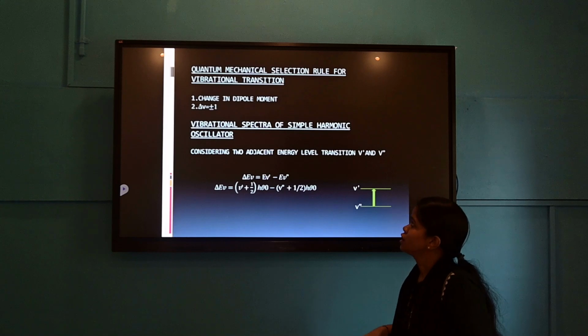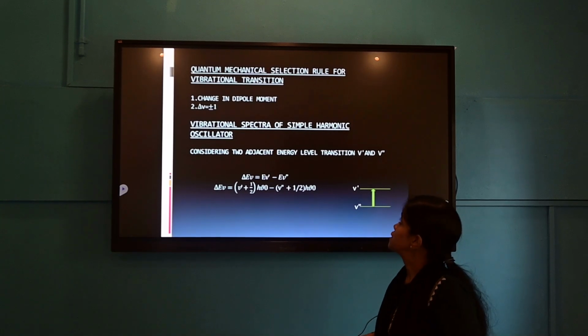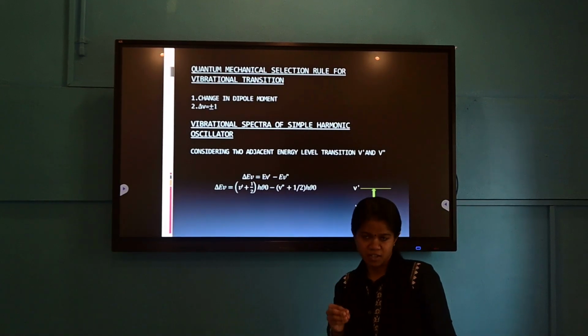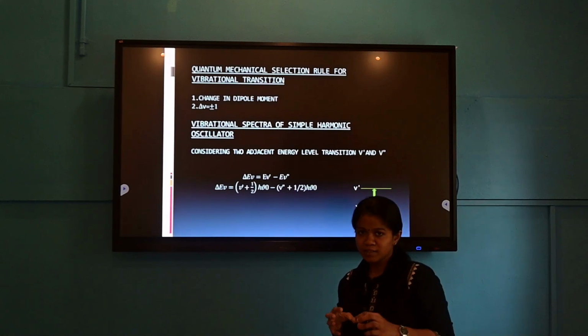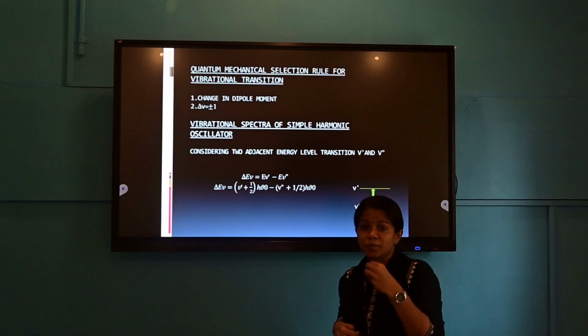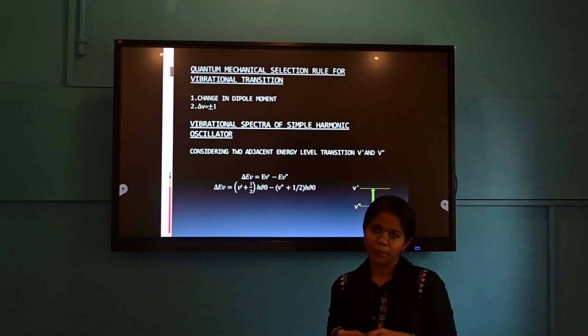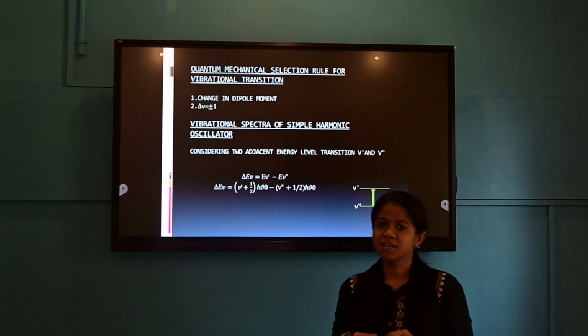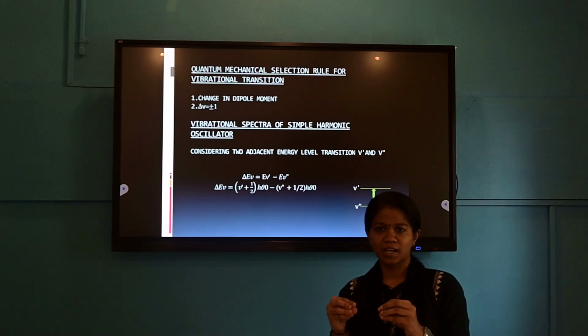Next we are going to learn about the quantum mechanical selection rule for the vibrational transition. The general selection rule for a transition, or spectra formation, is that there is a change in the dipole moment. The spectra only form when there is a change in dipole moment. This is a general rule.